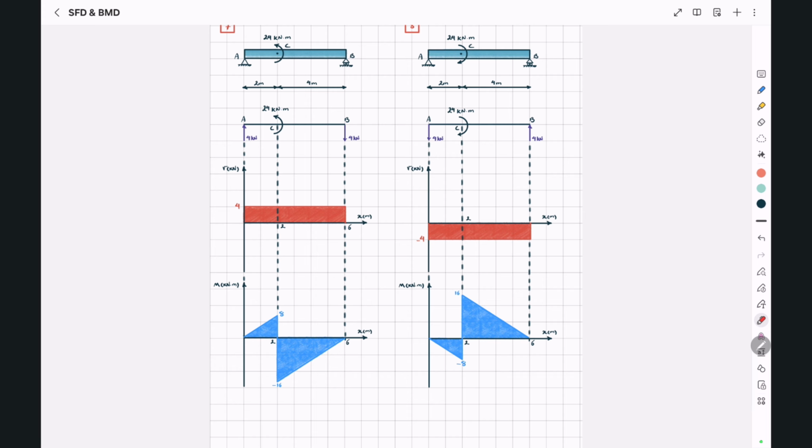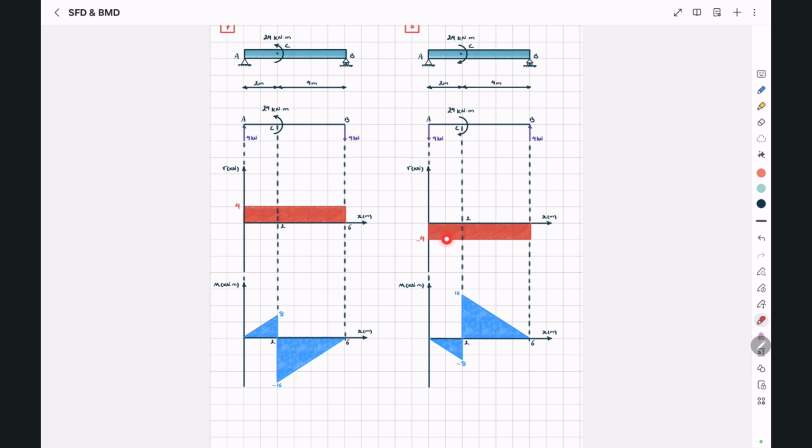For the moment diagram, at this point A, we don't have any concentrated moments again. So we won't have any jump in the moment diagram. And we're going to start at the origin. Between A and C, there's no concentrated moments applied. So this area here, or negative 4 multiplied by 2, or negative 8, will be the change in moment between A and C. And since MA was equal to 0, MC will be equal to negative 8.